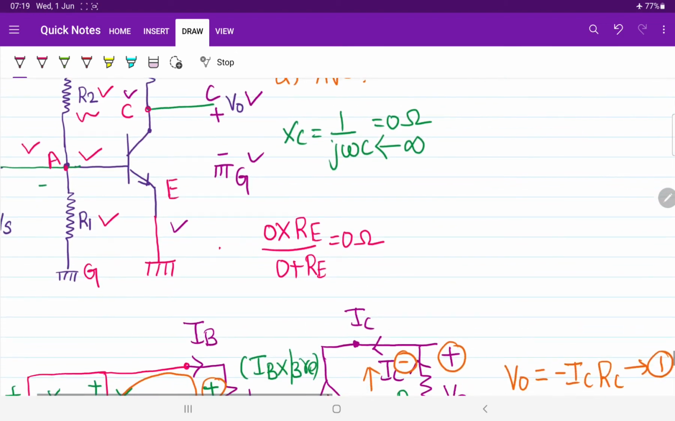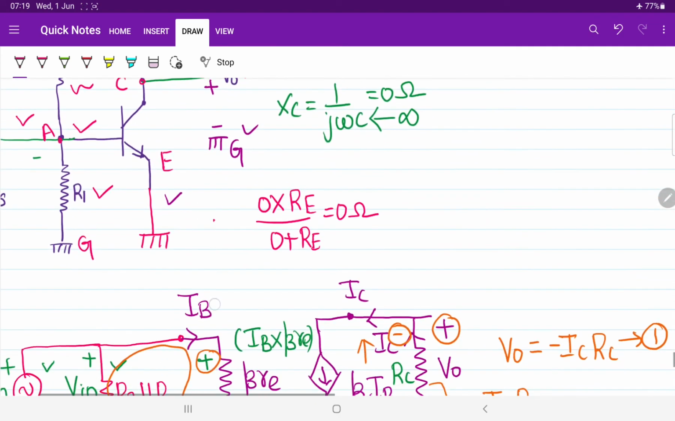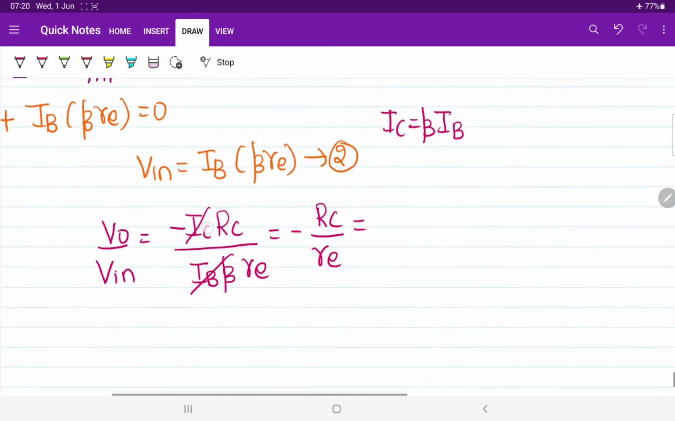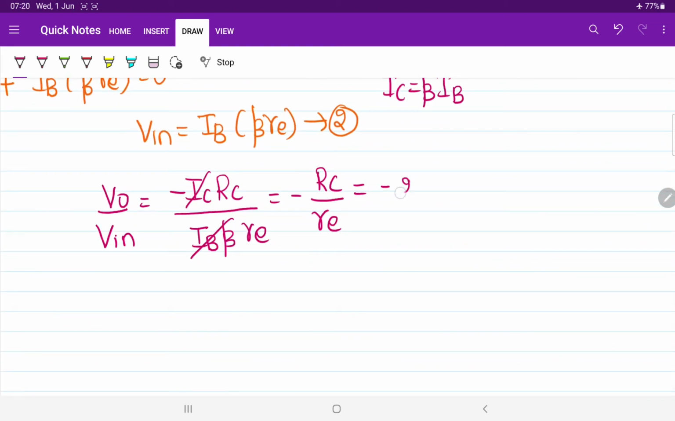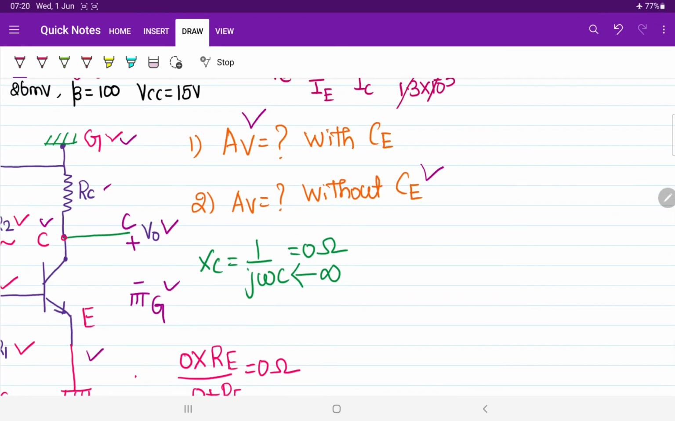Go back to this equation now. What is the value of Rc? Rc is equal to 2000 ohm. So now substitute all the values here. Minus, it will be 2000 upon 20. Yes or no? So 0 0 will get cancelled, 2 2 will get cancelled. Finally this will be equal to minus 100. Successfully we got the voltage gain according to the first case. First case is what? Voltage gain with the effect of common emitter capacitance.